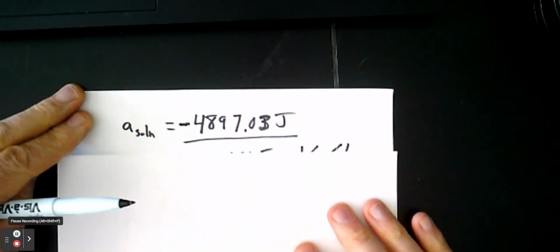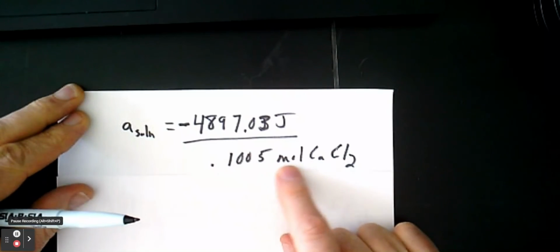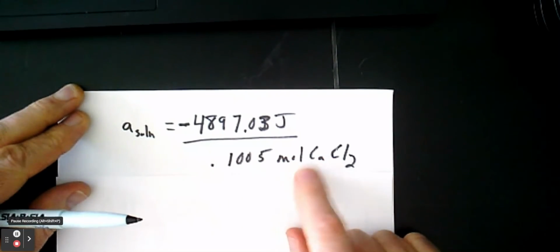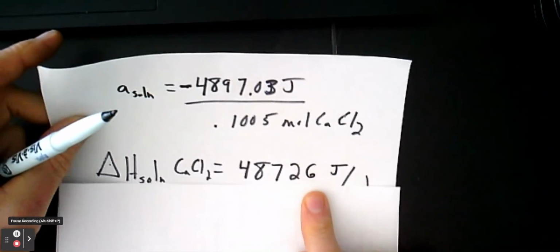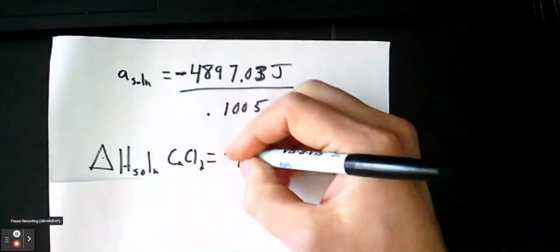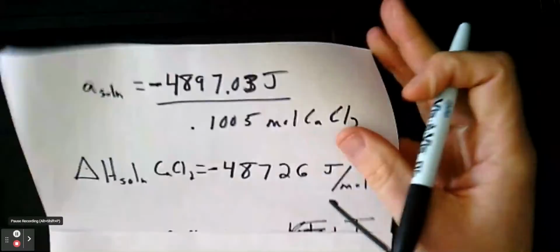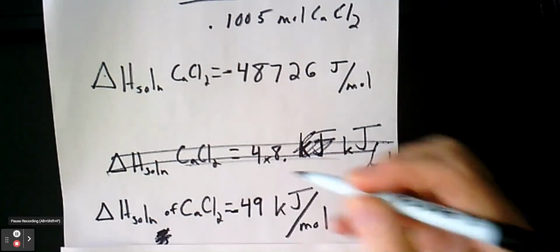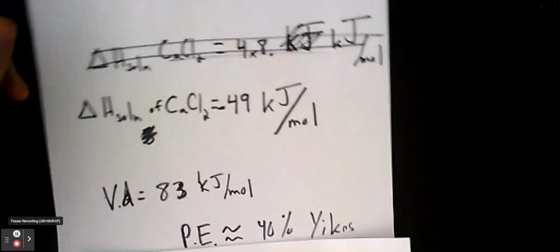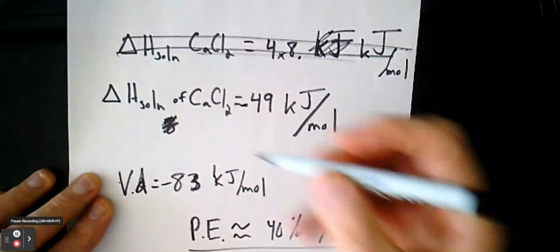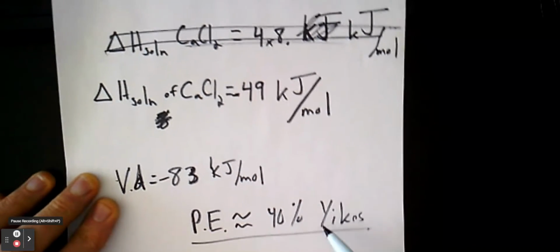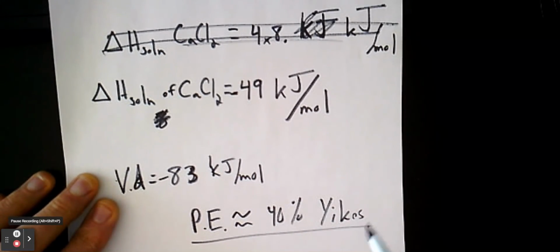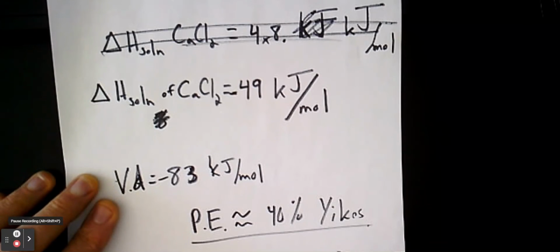Then to get per mole, I divide this by how many moles of calcium chloride I used. And so I get this, which converts to negative 49 kilojoules per mole. Now I looked up the actual value, and it's negative 83 kilojoules per mole. So I got a really large percent error. Chances are I didn't use enough calcium chloride and didn't use enough water to release the energy.